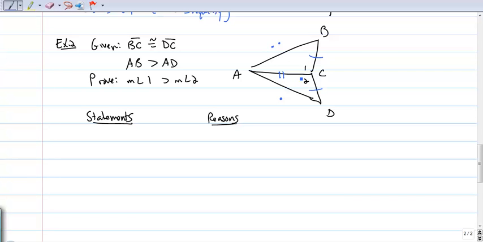So now it makes sense to me that by the side-side-side inequality theorem I can show that the measure of angle 1 is going to be greater than the measure of angle 2. So let me write that out.